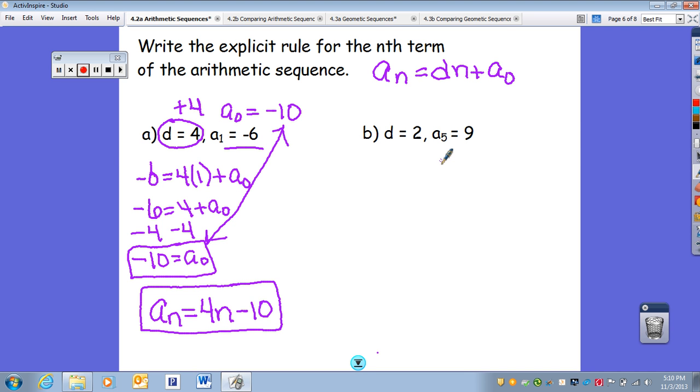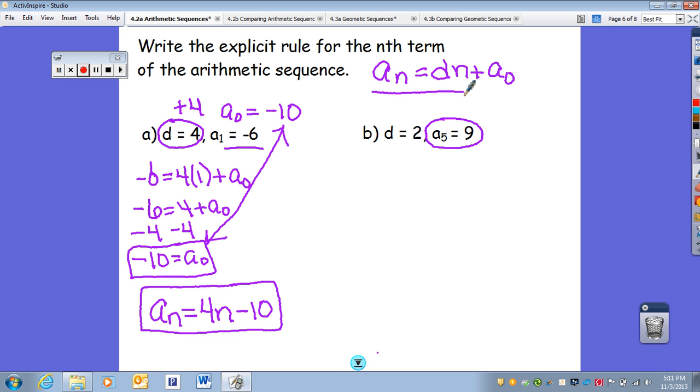Let's do another one. So we have d equals 2 and a sub 5 is equal to 9. Well, in this case, it might be hard to keep backing up until we get to the a sub 0 term, but it's not a problem. It can be done. We just have to keep subtracting 2 until we get to that point. Or we can write an equation to solve for a sub 0.